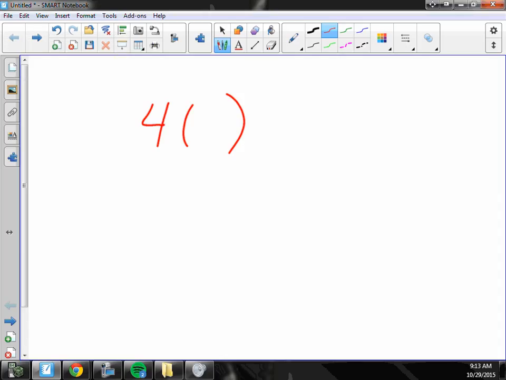So, if I had 4 times, what is the inverse for multiplication of 4? 1/4. And if I multiply 4 and 1/4 together, I get 1, which happens to be the multiplicative identity, because 4 times 1 equals 4. Now we could do the same thing with subtraction. We could do the same thing with division. Right?